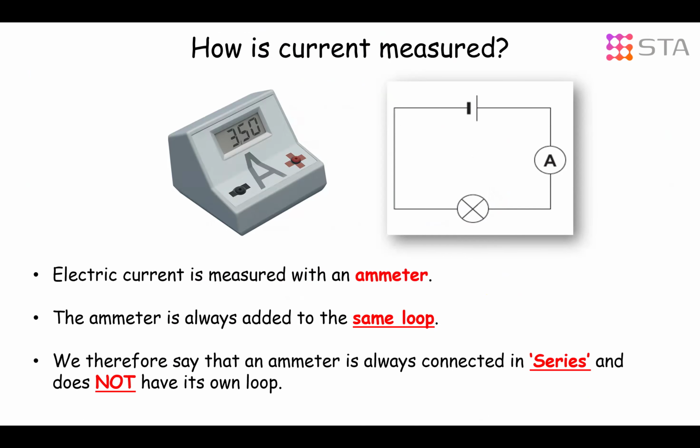Moving on. Because electric current is the same at any point in a circuit, it doesn't really matter where you put the ammeter. You can put it here, right next to the bulb, on the other side of the bulb, or right next to the cell or battery. The ammeter can be added anywhere in that loop, in what we call a series circuit, and it will measure the current flow through the circuit.